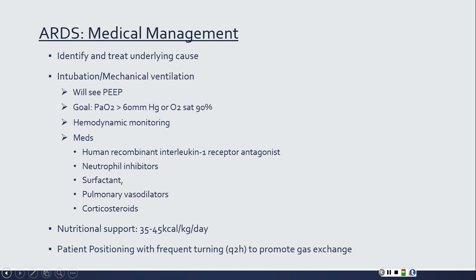All right, so those are manifestations. Now here's what we're going to do. We're going to try to identify and treat the underlying cause. The patients, almost always, if they are in significant ARDS, are going to have to be intubated with mechanical ventilation. The goal is going to be 60 or higher. We try to get that PaO2 up to 60 or higher, and or O2 sats of 90%.